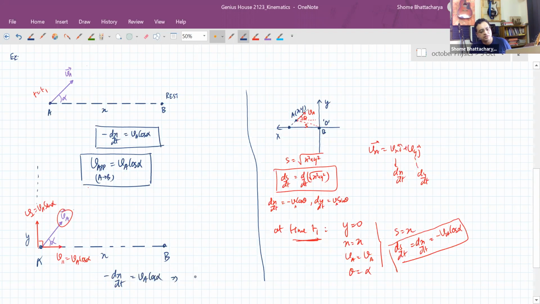So that's why we can see that the approach velocity is equal to VA cos alpha. While the other component is there, at this particular instant, because it is perpendicular to the line joining AB, it does not make any difference to X. It does not contribute to dx by dt. And at the moment, what is the distance between A and B? It is that X only. So that's why the instantaneous approach velocity is becoming VA cos alpha. Okay, so hope this concept is clear.